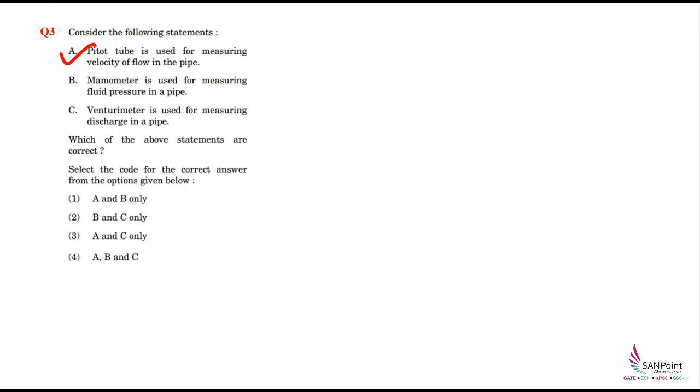Second statement is the manometer is used for measuring the fluid pressure. This statement is also correct. We know that the device which is commonly used for measuring the pressure through the pipes is the manometer. And just now we have seen about the third statement, that venturimeter is the device by the help of which we can measure the discharge in the pipe. So all the three statements are correct in this particular question. So if we go by the options, the correct option will be option 4.